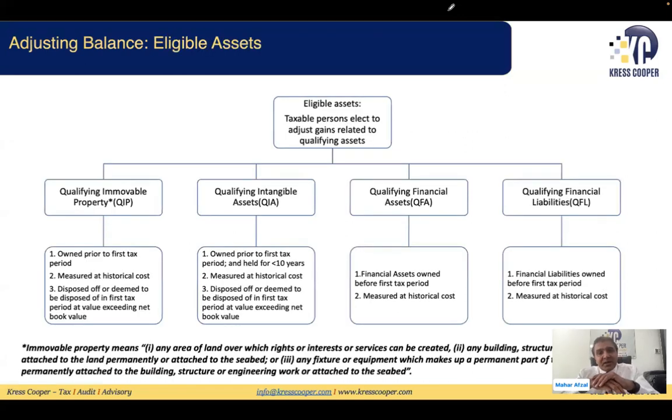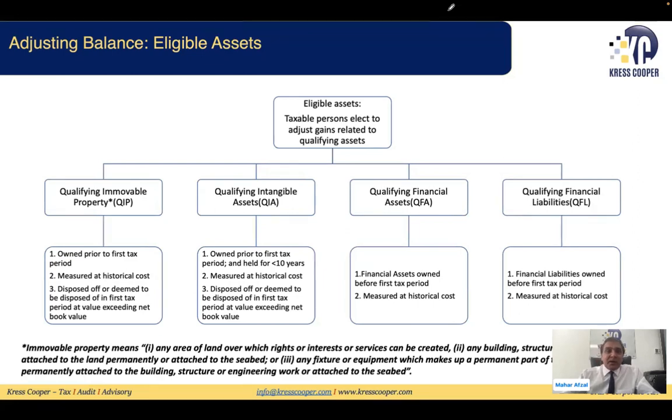Now the question arises: is every asset eligible to opt out of corporate tax for the pre-tax era gains? No, this is specifically available only to eligible assets. These are the four eligible assets: qualifying immovable property, qualifying intangible assets, qualifying financial assets, and qualifying financial liabilities.